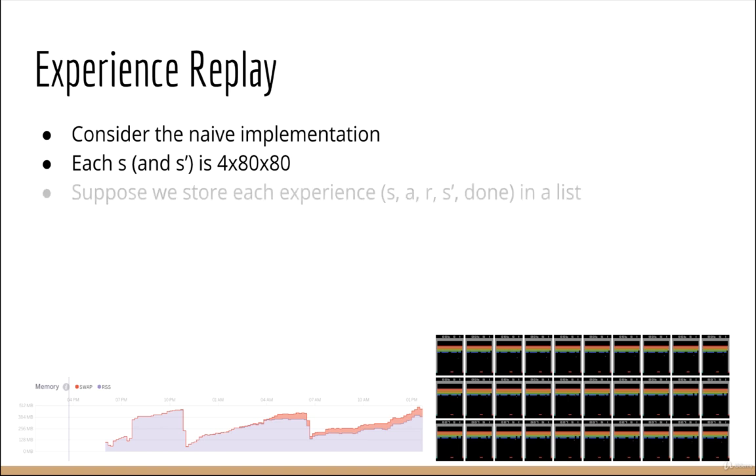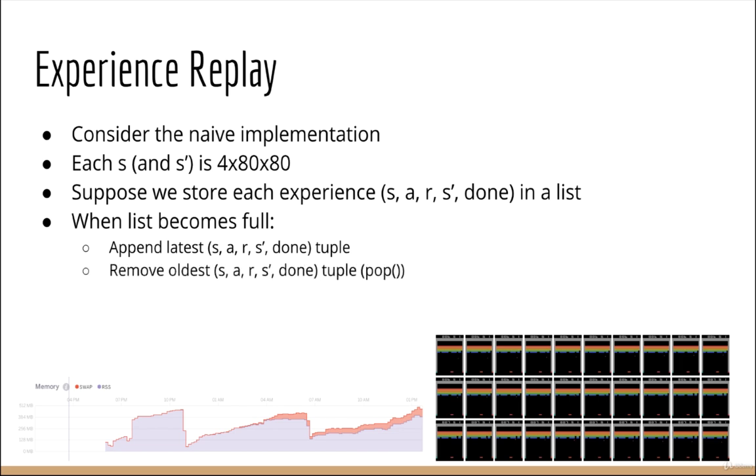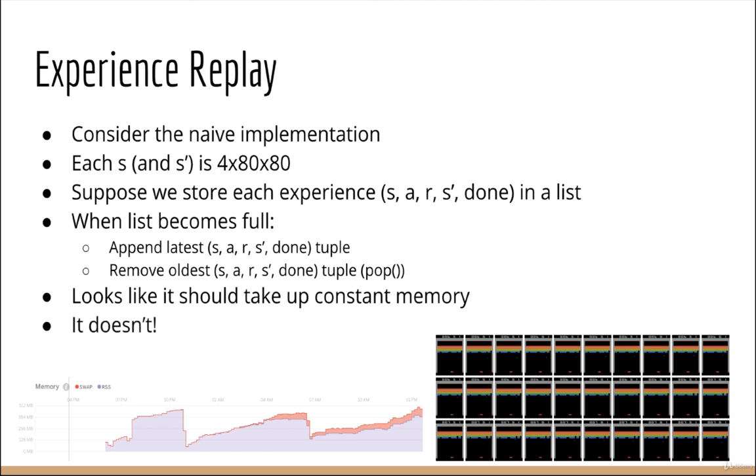Let's suppose we store these in lists. So when our list becomes full, we have two operations we need to do. First, we want to append the latest state, so we call the append function. Then we also want to remove the oldest state, so we call the pop function with the argument 0. Now this might appear that it takes up constant memory, but in fact it does not. Unfortunately in Python, this will cause a memory leak.